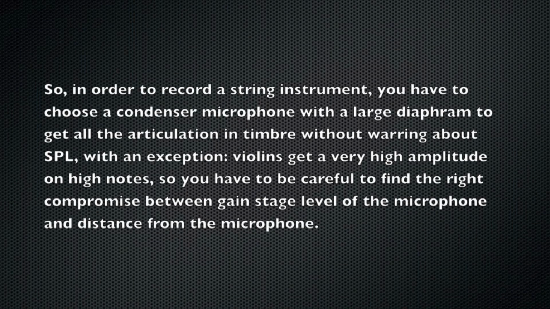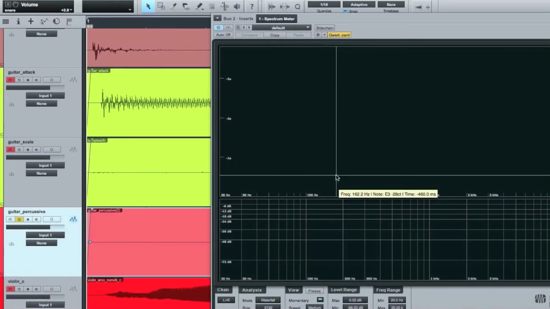So in order to record a string instrument, you have to choose a condenser microphone with a large diaphragm to get all the articulation in timbre without worrying about SPL. With an exception: violins get a very high amplitude on high notes, so you have to be careful to find the right compromise between the gain stage level of the microphone and the distance from the microphone. I'll play for you some violin samples downloaded from freesound.org.